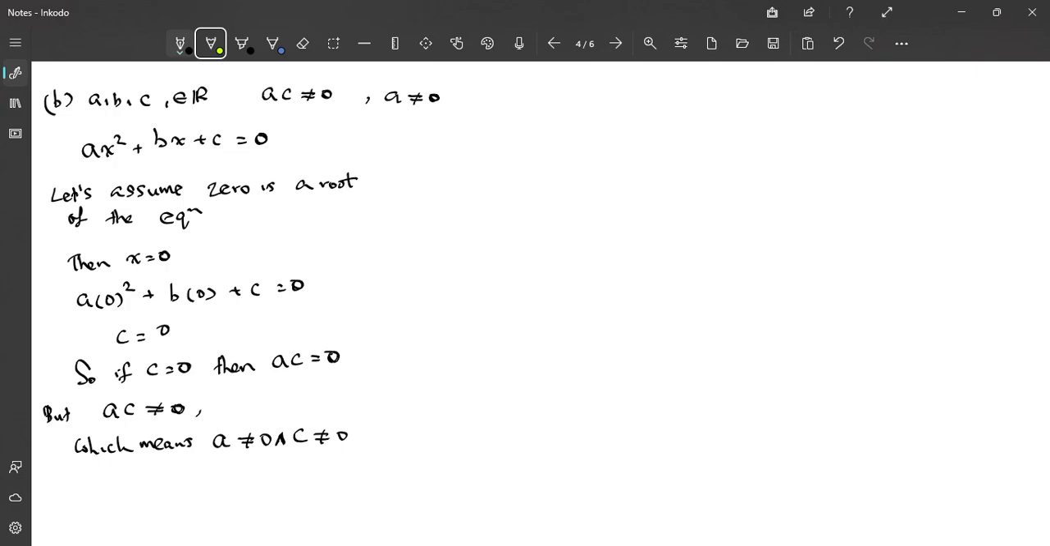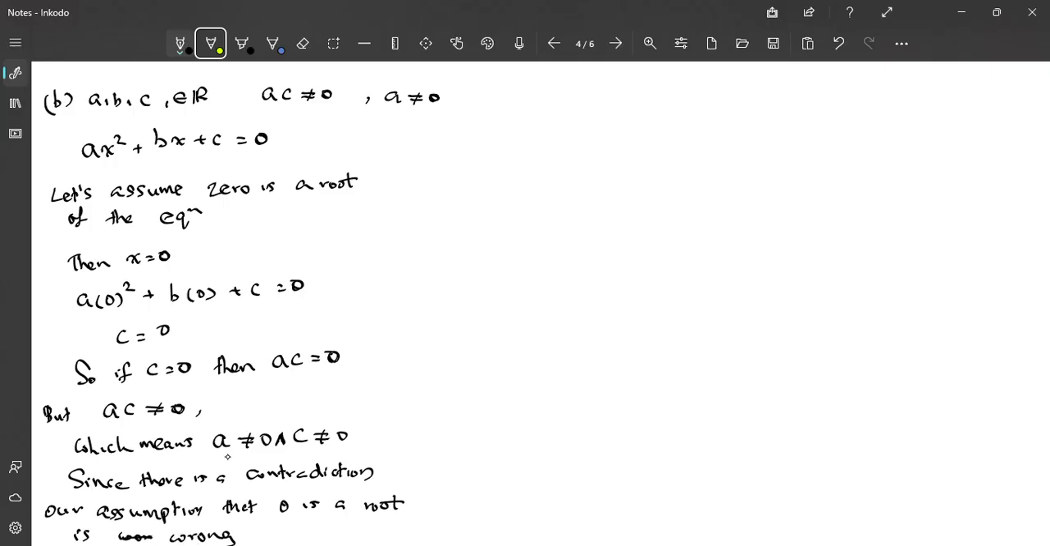So now we are getting a contradiction because logically, according to the question, C can't be 0. But the moment you assume that 0 is the root, C is getting to be 0, which means one of them is wrong. Since this part is the question, our initial assumption is wrong. Since there is a contradiction, our assumption is wrong. What is the assumption? Our assumption that 0 is a root is wrong.